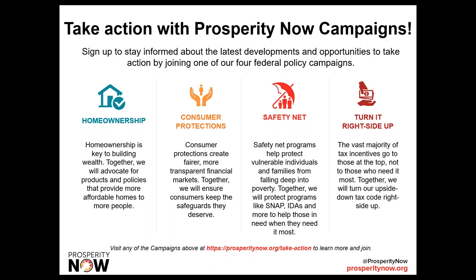We have four advocacy issue areas: home ownership, consumer protection, safety net, and then the Turn It Right Side Up tax campaign. If you're not already a member of those campaigns, I would encourage you to join them to learn more about our policy advocacy efforts as well as taking action.